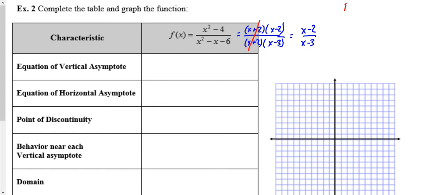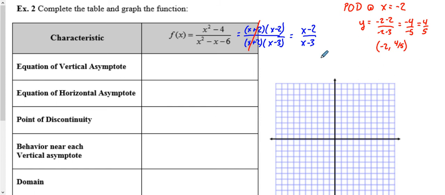POD. Off to the side here, I'm going to say POD is going to be at x equals, and if you flip that right away, x equals negative 2. Then my y is going to equal negative 2 minus 2 over negative 2 minus 3. This is going to get you negative 4 over negative 5, which is just 4/5. So my POD, the coordinate for it, is going to be at negative 2 and positive 4/5.